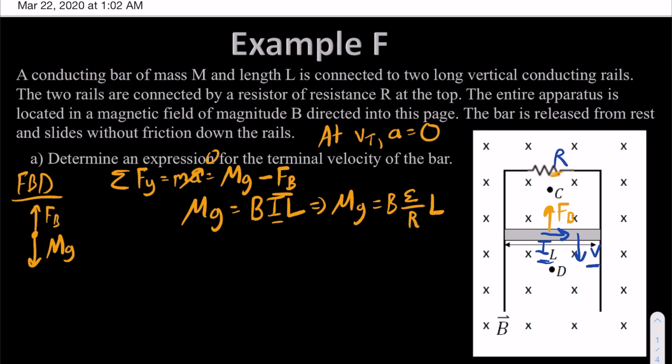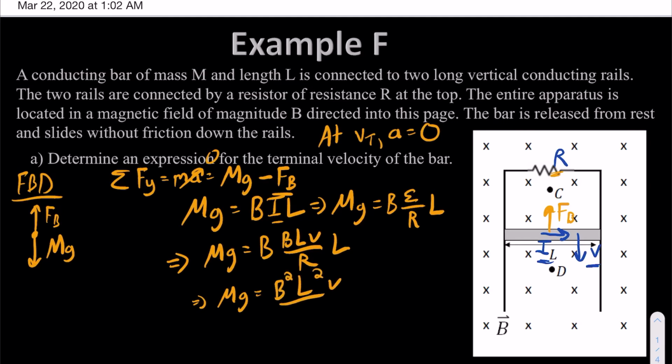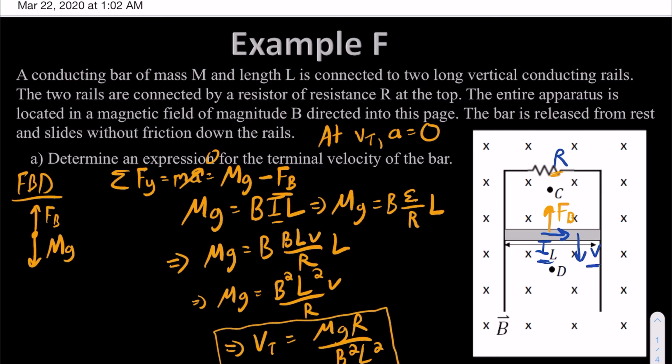Now this is a bar moving in a magnetic field. At the beginning we derived the induced EMF if you have a bar moving in a field, and that's going to be BLV. So mg equals the magnetic field times the induced EMF, which is BLV, over R, so that's your induced current, times L. Simplifying a little bit, you get mg equals B squared L squared V over R. Then solve for V, and that V is your terminal velocity, which is mgR all over B squared L squared. So that's the expression for terminal velocity. We're going to hold on to that for when we get to part B, because we're going to use it.